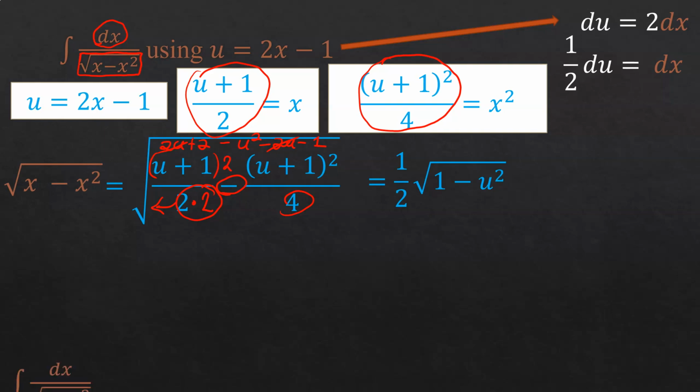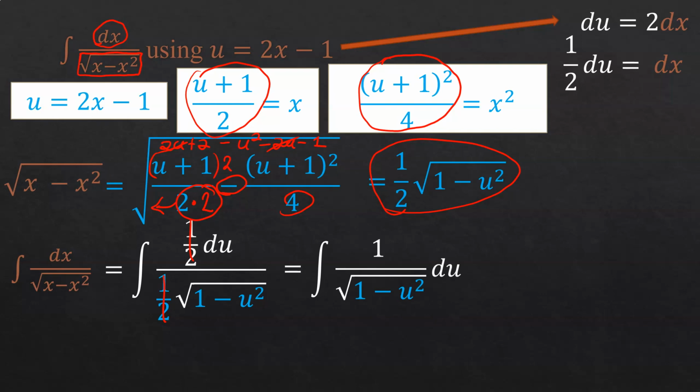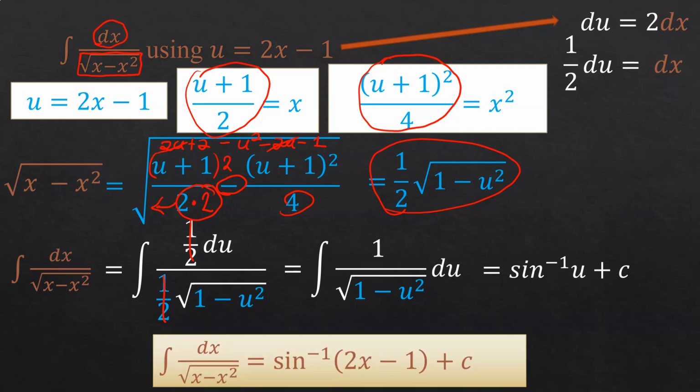Okay, so let's go and look at the original problem. Substitute everything in. We would have 1/2 du being the dx, and then this right here being the denominator. 1/2 divided by 1/2 is 1. So we now just have the integral of 1 over square root of 1 minus u squared du. And as we've seen before, that is inverse sine of u plus c. But u is 2x minus 1. So our final answer here is inverse sine of 2x minus 1. Then you would be asking yourself, oh, wait a minute, didn't we get a different answer before?